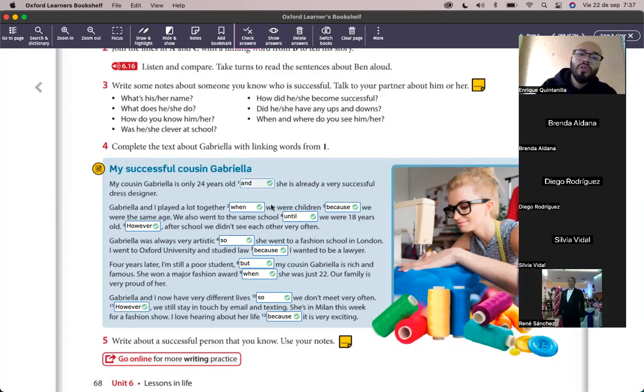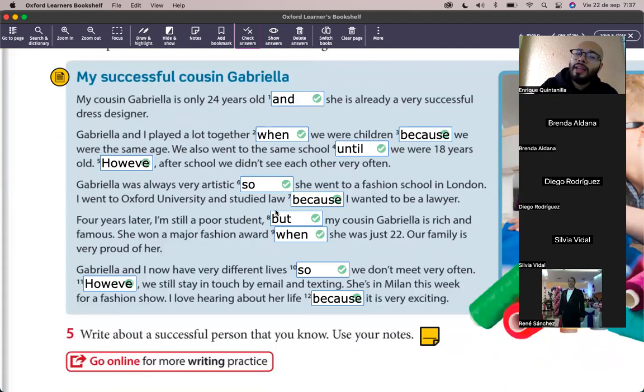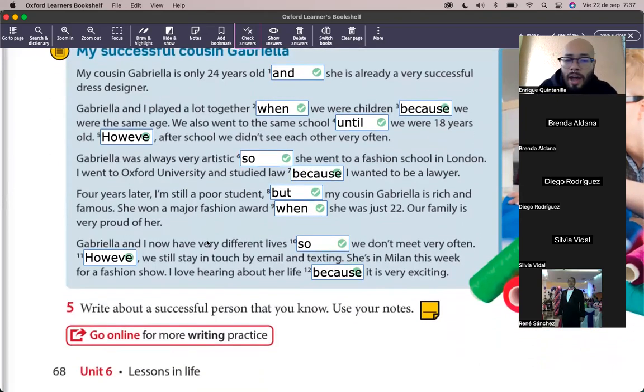I suggest that you follow the model of Gabriela and you take some words, some vocabulary. For example, you can take when we were children, 4 years later. She was very successful or she was very intelligent. She went to UAM University. Gabriela and now, or you can say Lucy or Javier and I have very different lives.